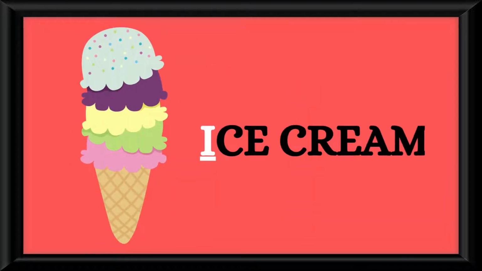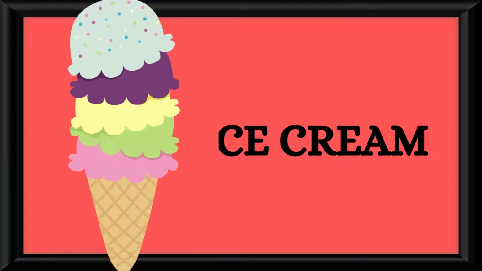The name for this letter is I. It makes two sounds. The first sound it makes is I, and the second sound is E. Let's look at some words that start with this sound E and I. I is for ice cream. I, ice cream. I is for ice cream.